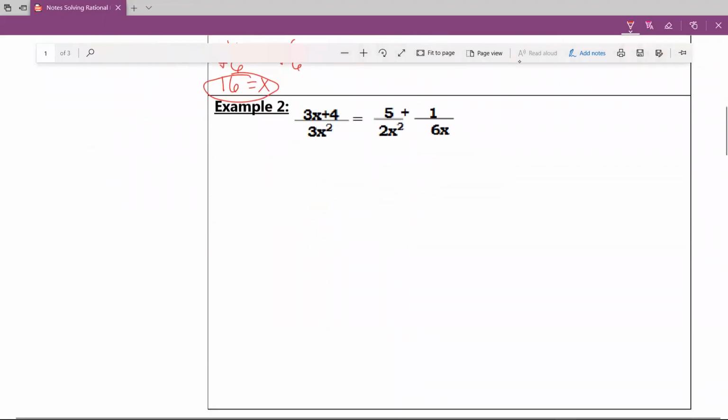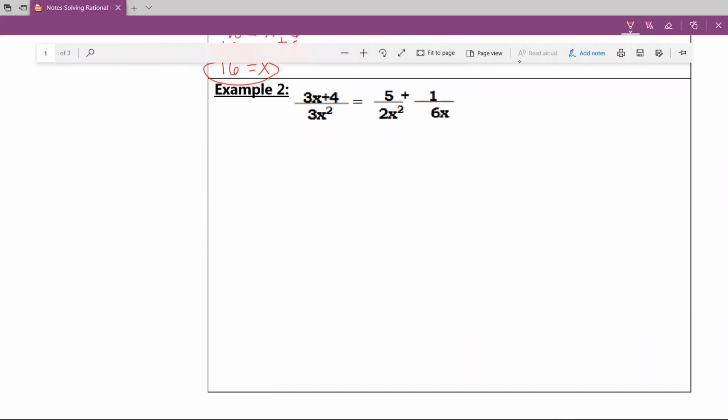Let's look at example number 2. Something they can all multiply by. Well, 3 can multiply to get to 6, 2 can multiply to get to 6, and 6 is obviously something that can be multiplied to get to 6. My least common denominator is going to be 6. And then remember, we take the highest exponent for each thing, so x squared. Multiply all of the tops by my least common denominator.